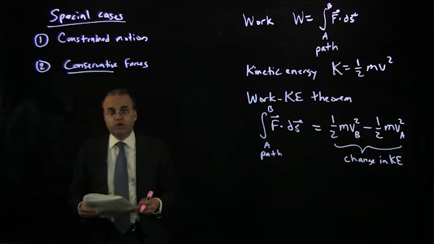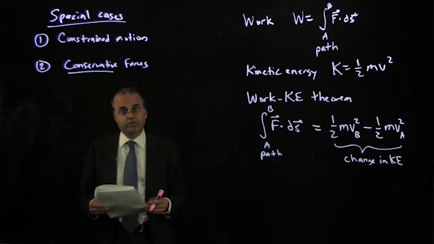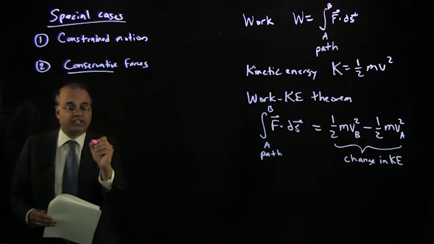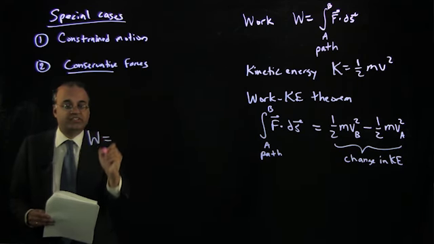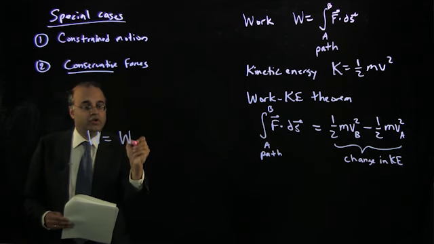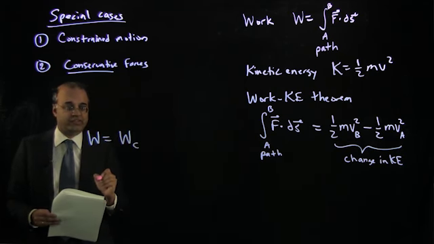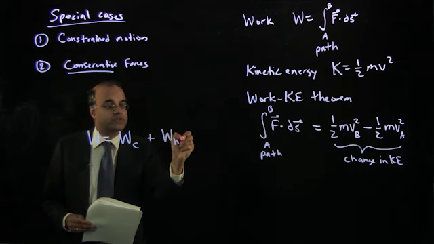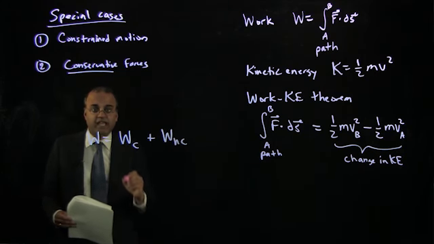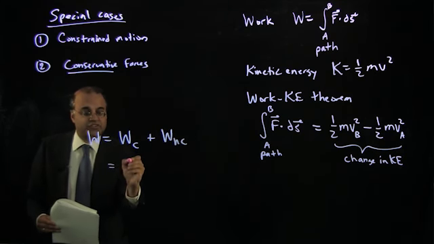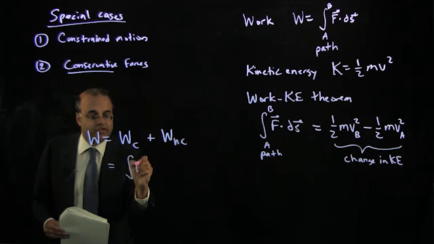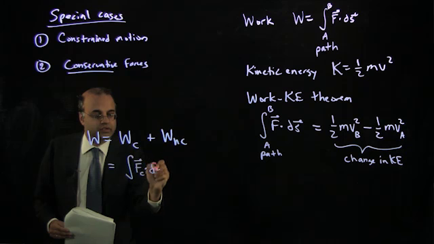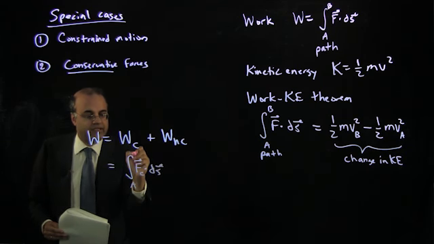Now, in general, one might have a combination of conservative and non-conservative forces acting on a system. And in that case, we can actually write the work as consisting of two separate terms. The work done by conservative forces, what I'll write as W_C, plus the work done by the non-conservative forces, W_NC. And so the conservative work is just the work integral evaluated for the conservative forces, so F_C for conservative force, dot ds going from A to B.